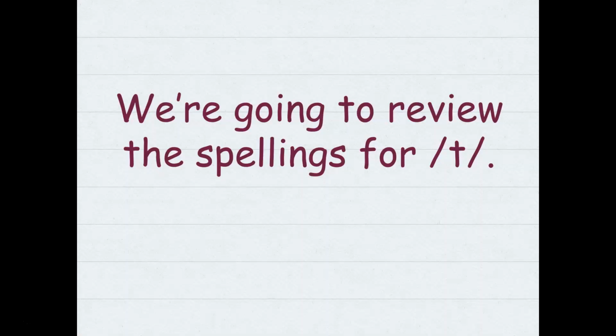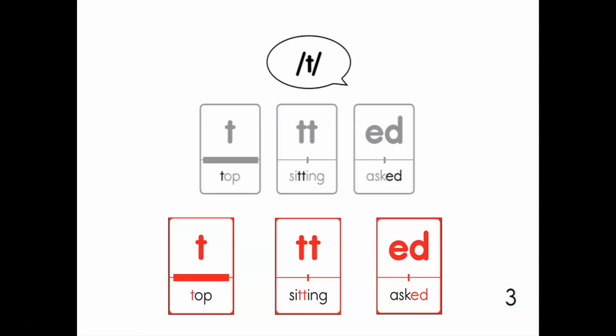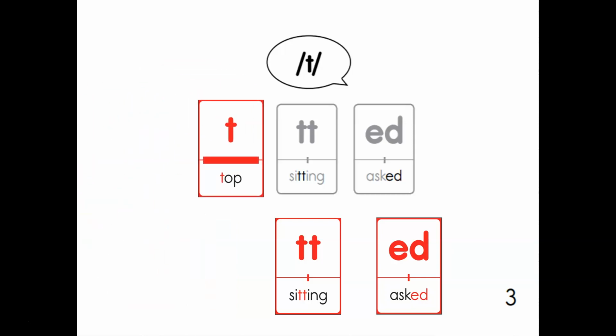Now we're going to review the spellings for t. We've learned that t can be spelled with a T, as in the word top. When we look at this spelling card, what does the power bar tell us? The power bar tells us that T is a very common spelling for the t sound. Let's look at some other words that have t spelled T.